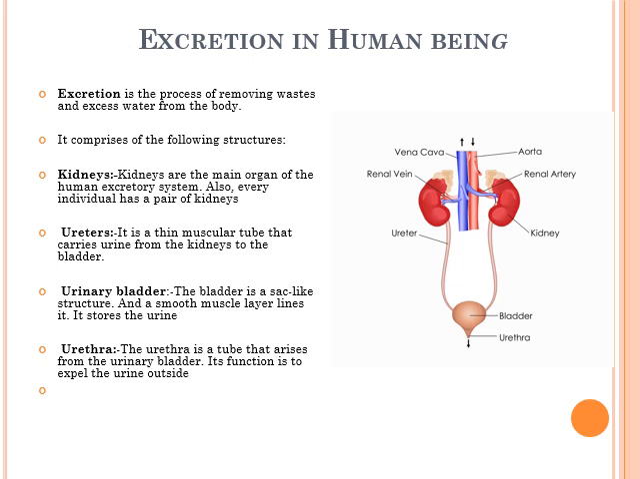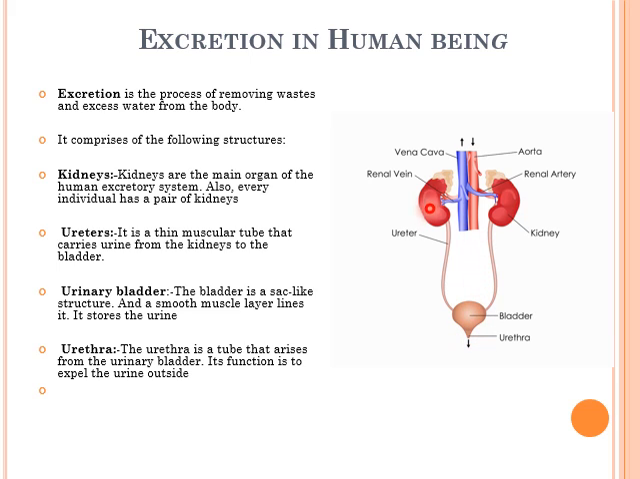Now the next topic is excretion. Now, what is excretion? Excretion is a process of removal of waste from our body, and it comprises the following structures. The first one is the kidney, ureter, urinary bladder, as well as urethra. So if you look at this diagram, children, you can see a pair of kidneys present. We have a pair of ureters. This is the bladder, that is, the urinary bladder, as well as the urethra.